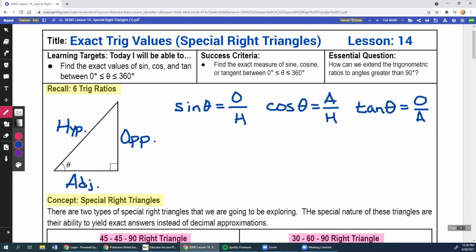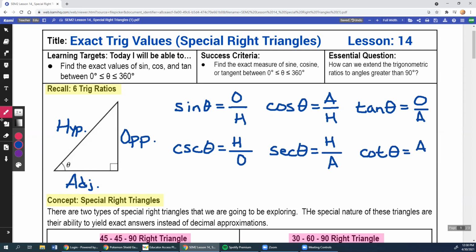So the flip of sine is, help if I spell it correctly, cosecant theta, which is the flip. So hypotenuse over opposite. The flip of cosine is secant theta. So that is hypotenuse over adjacent. And then finally, the flip of tangent is cotangent. So adjacent over opposite. So we are back using these 6 trig ratios. So make sure you know them and you know how to find them.